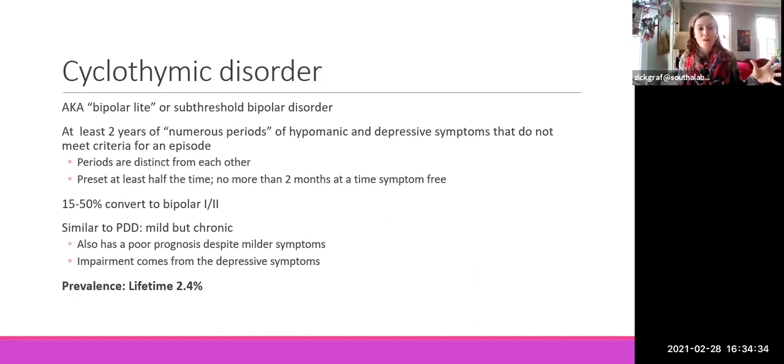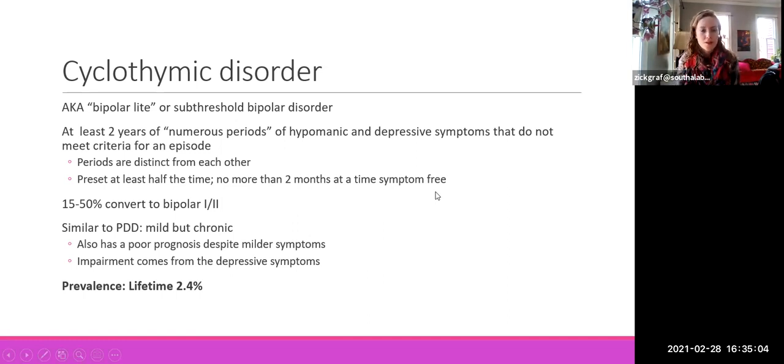If we surveyed the entire population and identified everyone who has cyclothymic disorder, my guess is that the number who would convert to bipolar 1 or bipolar 2 at some point would be closer to the 50% end of the spectrum. But often, when people do convert, when they're diagnosed with bipolar 1 or bipolar 2, they may not retrospectively remember these periods of time when they were mildly hypomanic and mildly depressed.